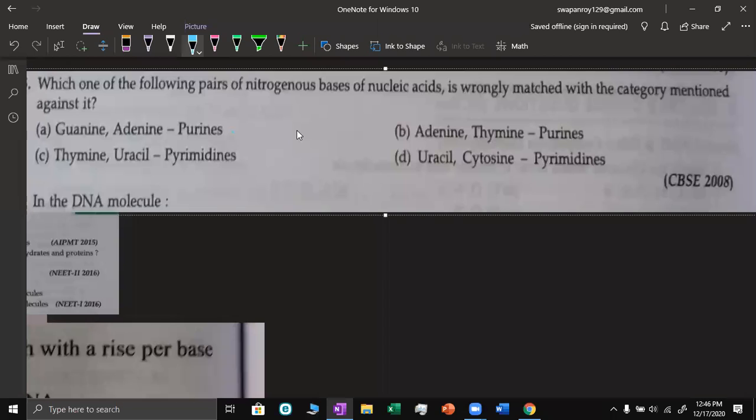Which of the following pair of nitrogenous base of nucleic acid is wrongly matched with the category mentioned against it? Guanine, adenine, purine; adenine, thymine, purine; thymine, uracil, pyrimidine; and uracil, cytosine, pyrimidine. See here, Sir, number B is wrongly matched. This is correct: guanine, adenine, purine. This one is wrongly matched. This is purine, this is pyrimidine. So the answer is B; this was given in CBSE 2008.